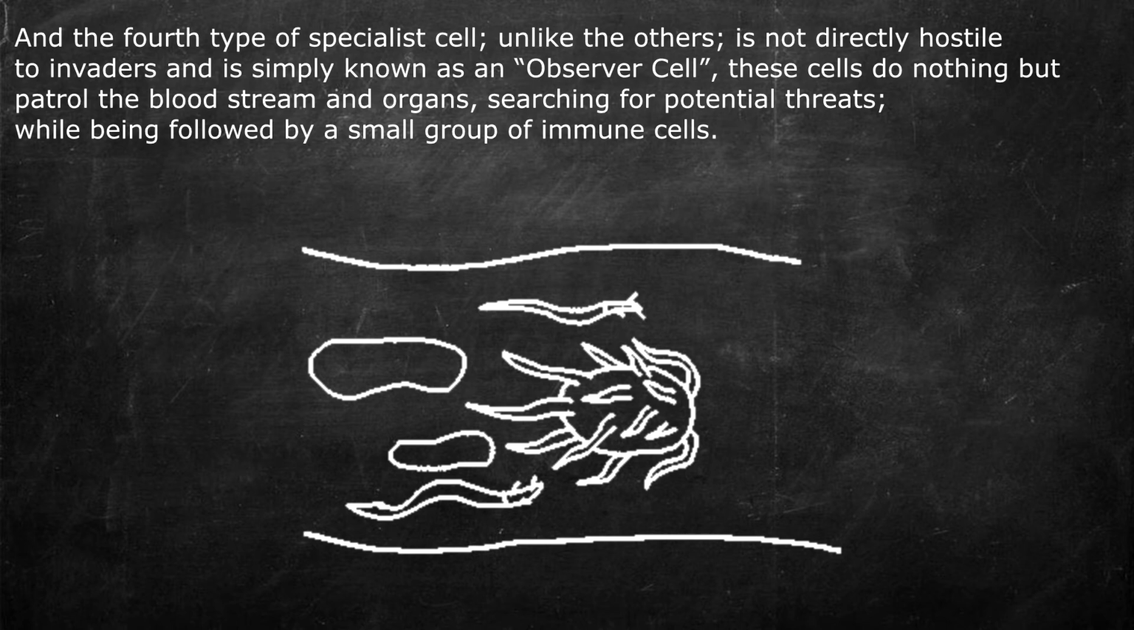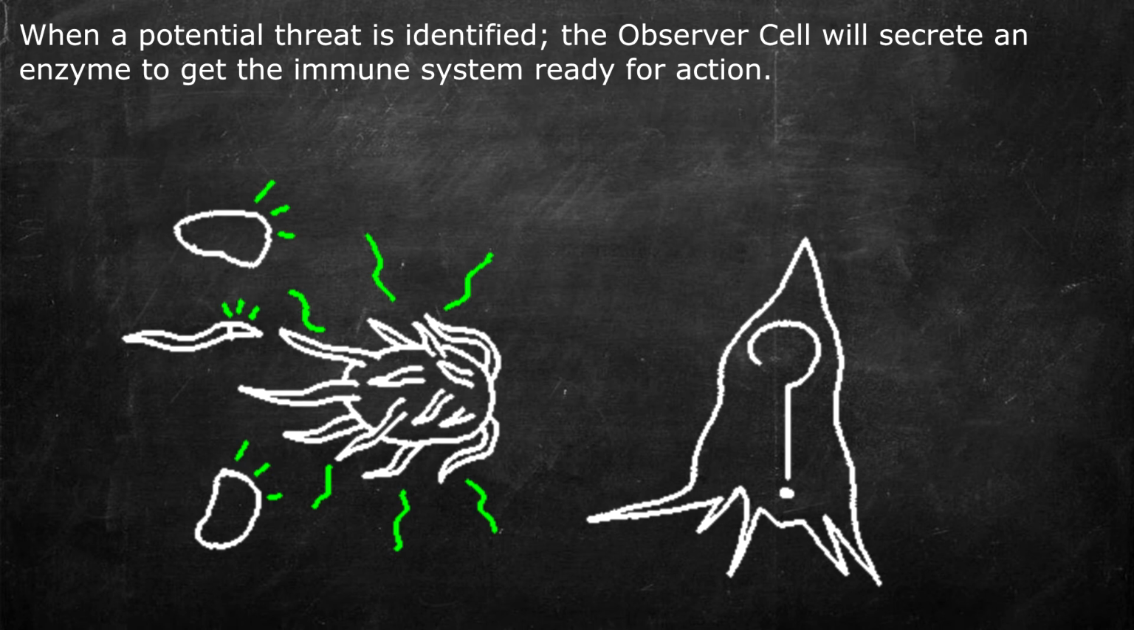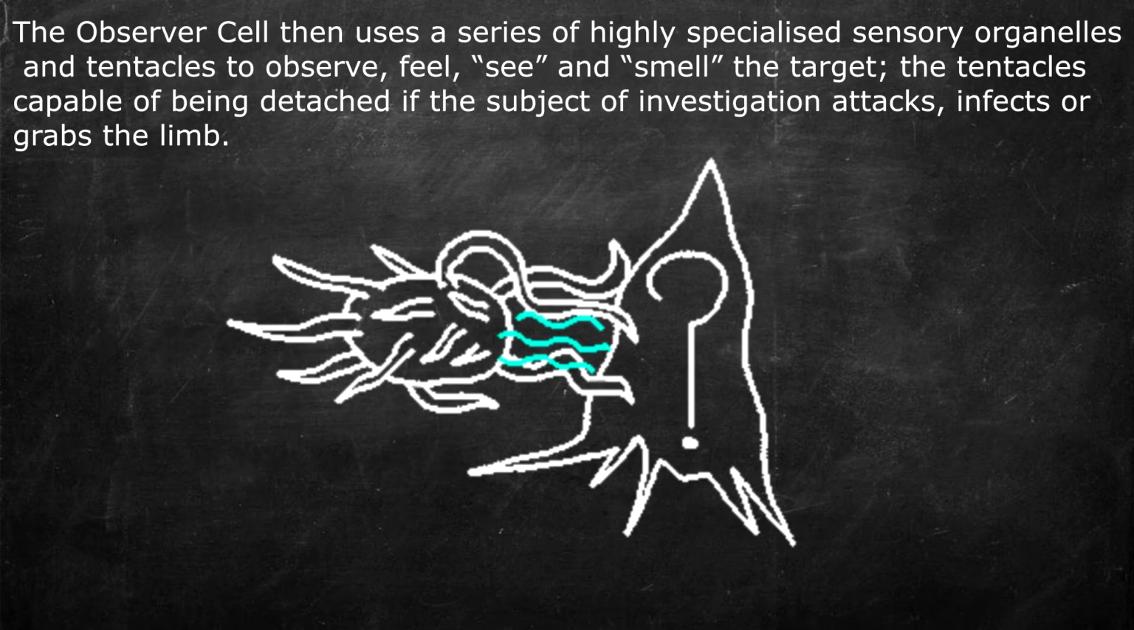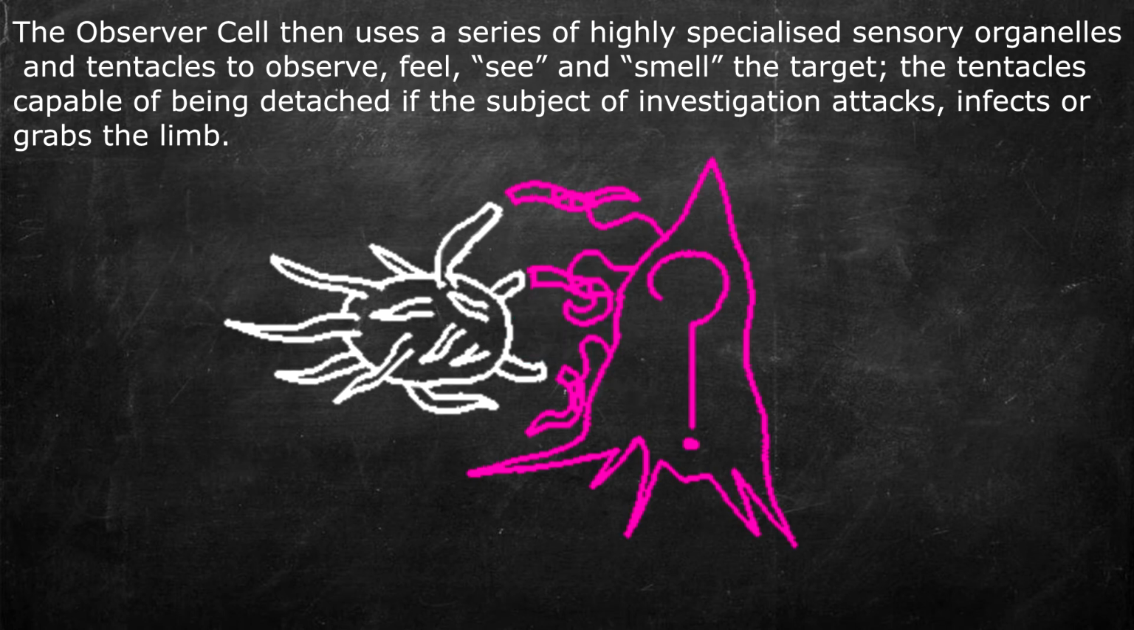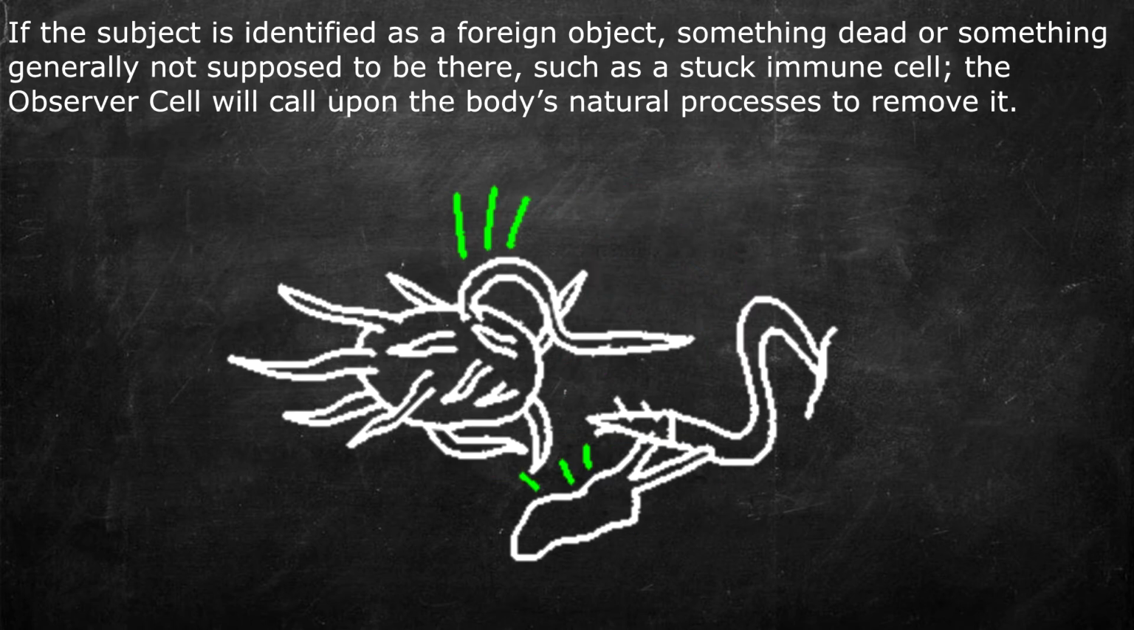These cells do nothing but patrol its bloodstream and organs, searching for potential threats, while being followed by a small group of immune cells. When a potential threat is identified, the observer cell will secrete an enzyme to get the immune system ready for action. The observer cell then uses a series of highly specialized sensory organelles and tentacles to observe, feel, see, and smell the target. The tentacles capable of being detached if the subject of investigation attacks, infects, or grabs the limb.